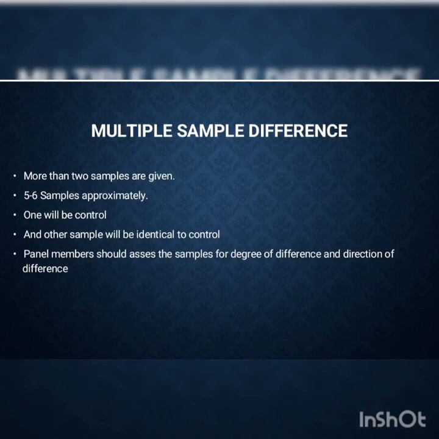According to this, the sample arrangement will be given with code numbers of pairs, and the sample is selected as C and D. So the degree of difference will be given according to the taste, and direction of difference is also the same as the degree of difference.